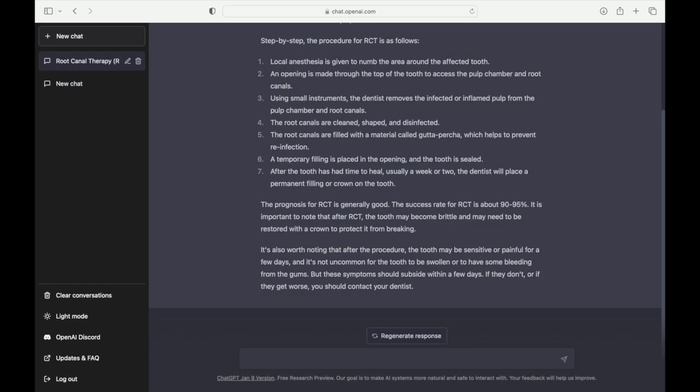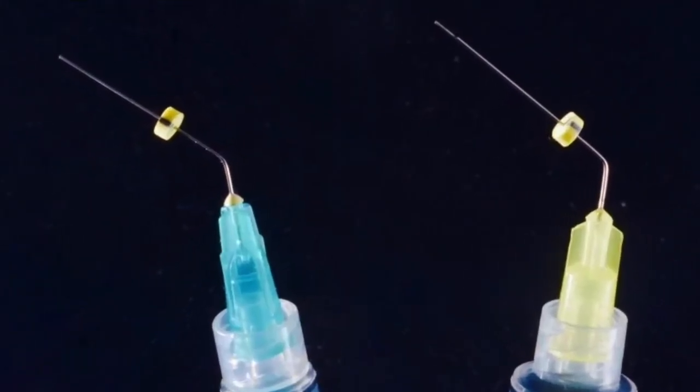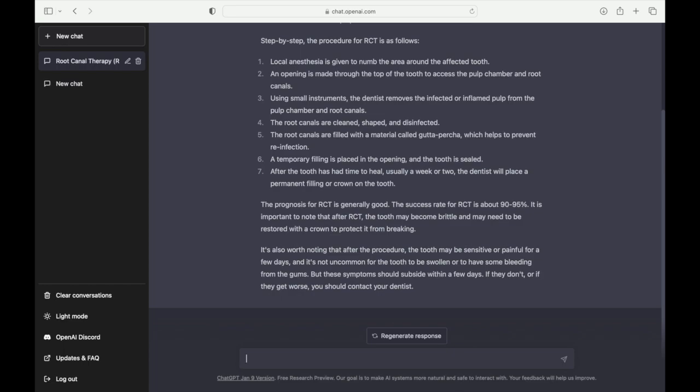So that's problematic. The 4th point, the root canals are cleaned, shaped and disinfected. That's right, but let me just check further down in the answer. No, it's not mentioning irrigation. Part of disinfecting the canal entails using irrigants, and it hasn't mentioned that either.